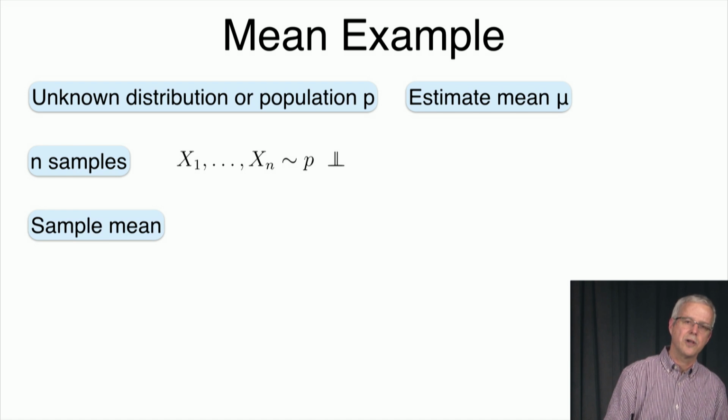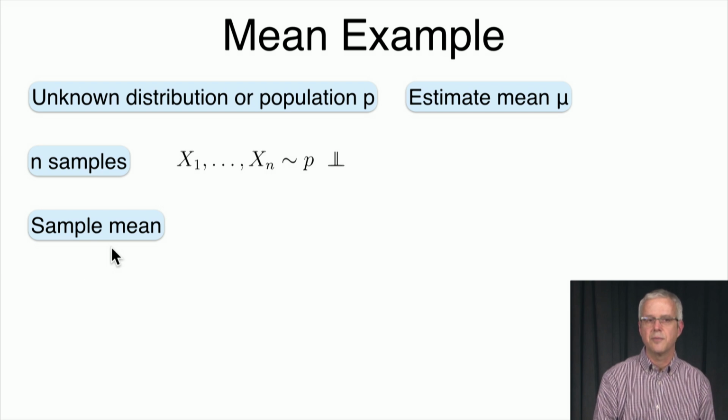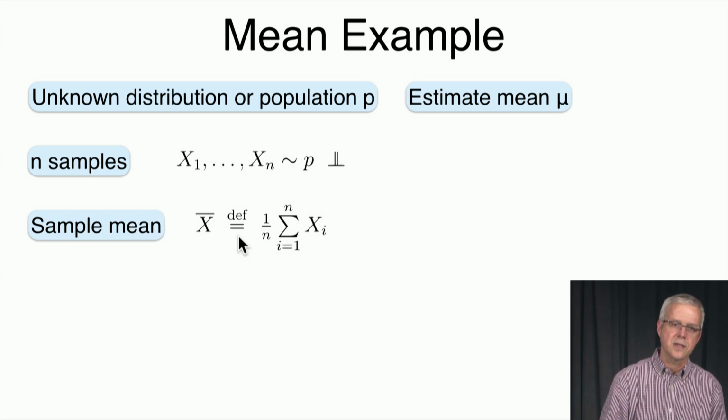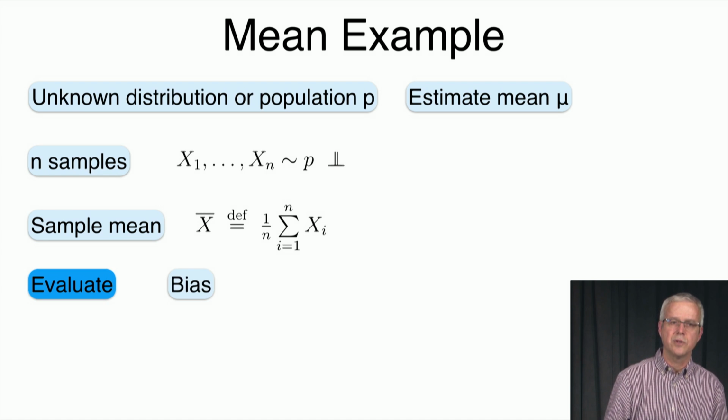And what we're going to use is the sample x method that we said. In this case, it's the sample mean. And what is the sample mean? We take all our n samples, add them up, normalize them by n, and we call it our mean. Okay? And what we want to do is evaluate the bias, the variance, and the mean square error of this estimator.